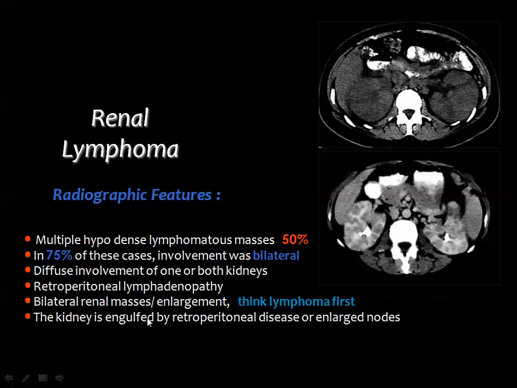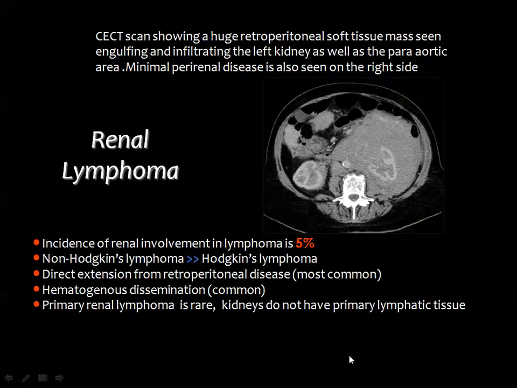And this is one of the rules in the literature that whenever you are confronted by bilateral multiple renal masses associated with diffuse renal swelling, then you think of renal lymphoma as a first diagnosis. And sometimes the kidney is engulfed by retroperitoneal disease or enlarged lymph nodes, as you see in this example, and this is known as perirenal lymphoma.